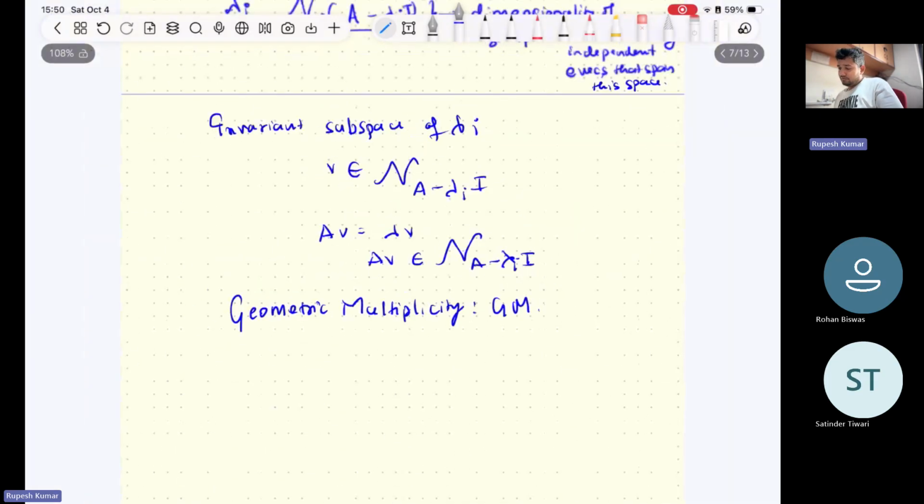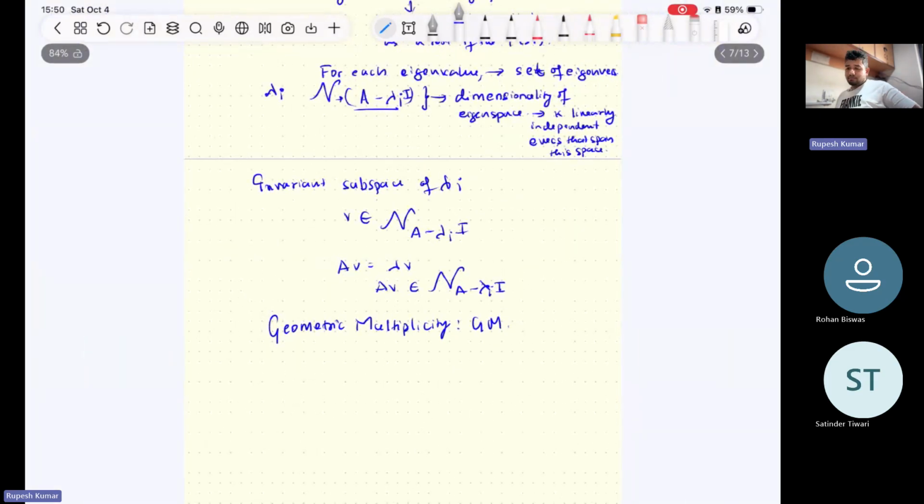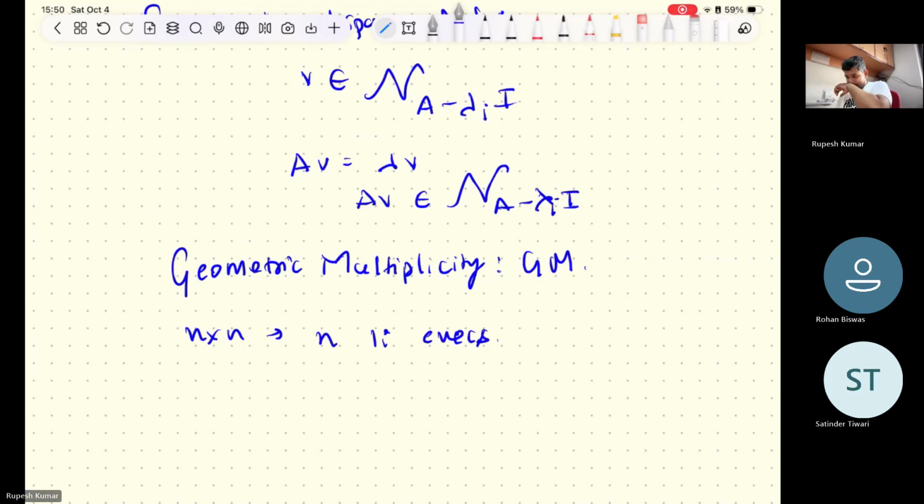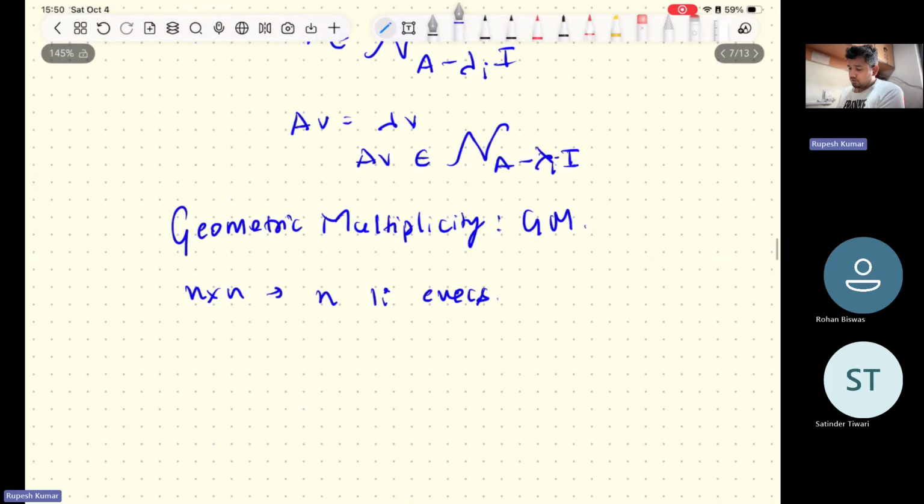So these are two basic definitions. Now my question is, what is the criterion for a matrix to be diagonalizable? If it's an n by n matrix, it must have n linearly independent eigenvectors, right? Do you agree with this? Yes, sir. Right. So basically, the sum of geometric multiplicities of all eigenvalues should be equal to n.